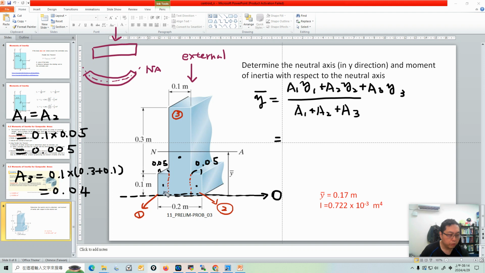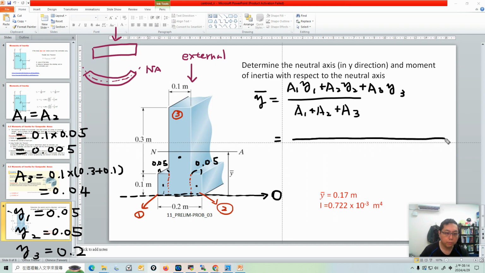So here is y1. What is y1? Here is 0.1, so it's the centroid, so y1 must be 0.05. The same thing happened on y2. y2 is also 0.05. Okay, so what's our y3? The height is 0.4, so the centroid must be 0.2. The centroid of a rectangular shape must be easy, right? So you can put all the information in there.